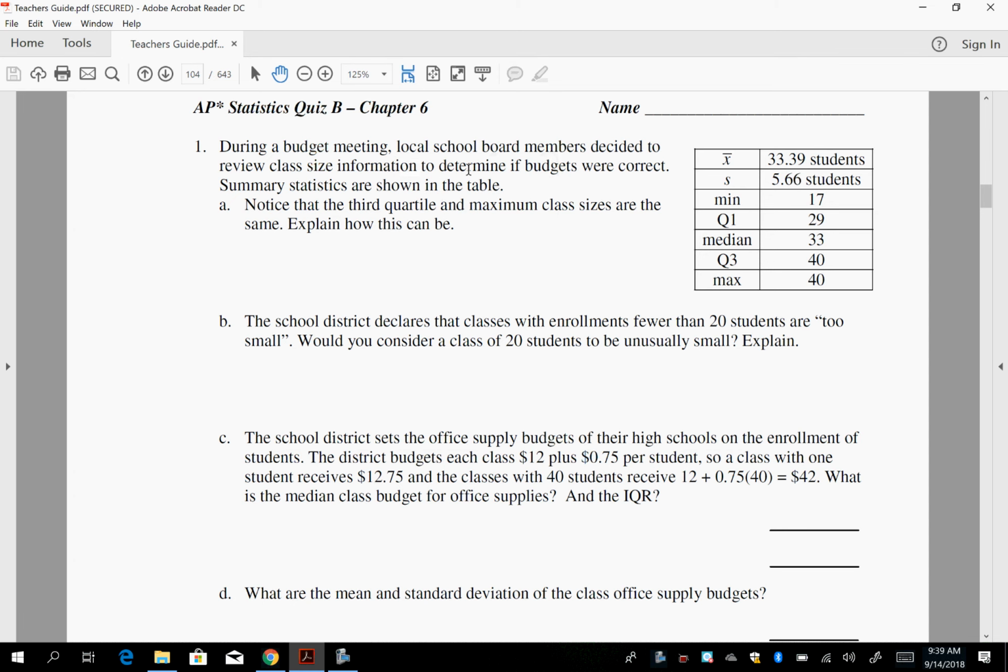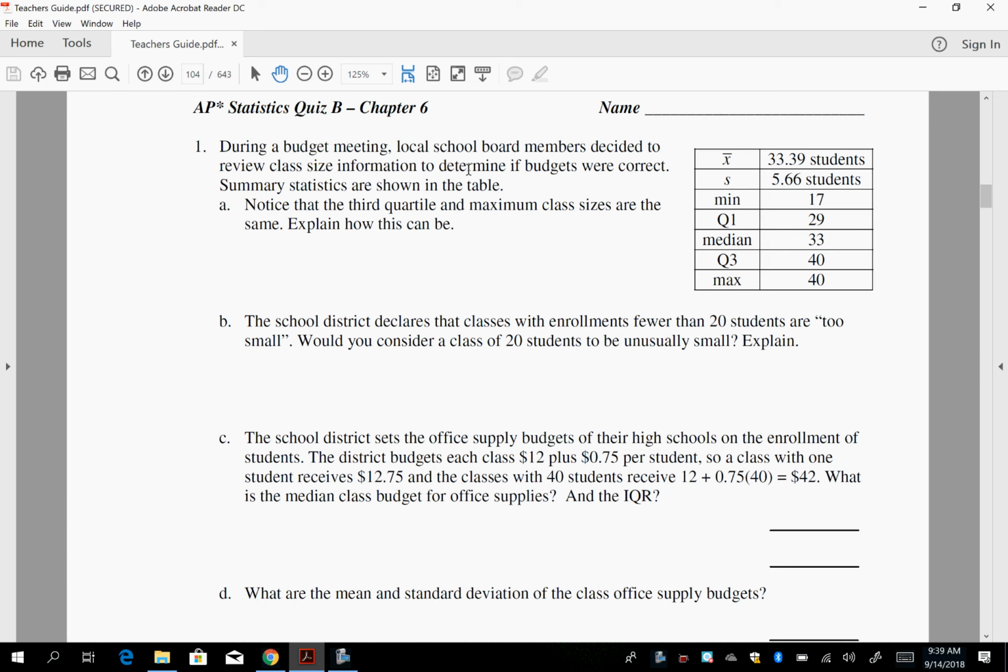All right, so we're going to talk about quiz B for about 20 minutes. Then I'll give you a few minutes to study before we get started for our quiz on quiz C for chapter 6. So in this problem, again, similar to what we did yesterday, we have local school board members deciding to review class size information to determine if their budgets are correct.